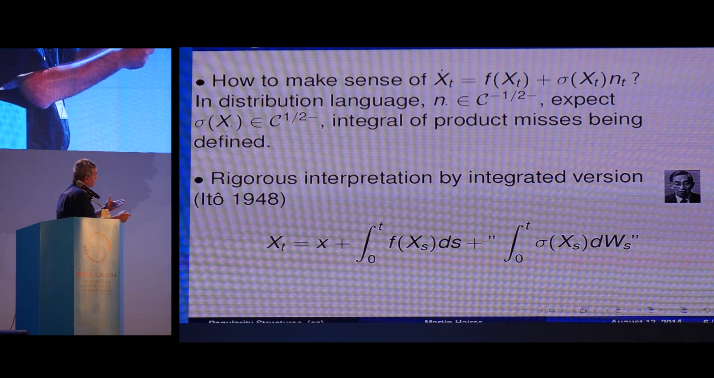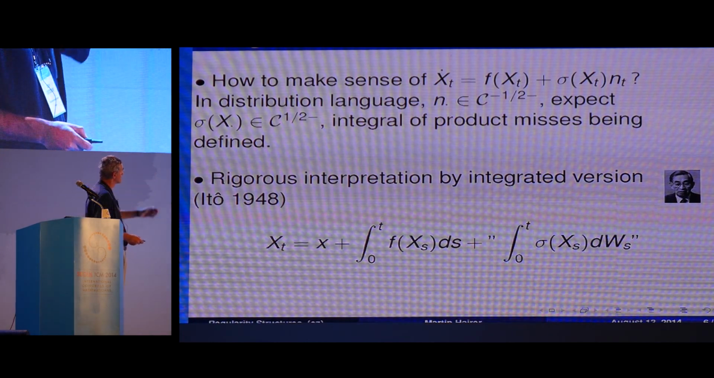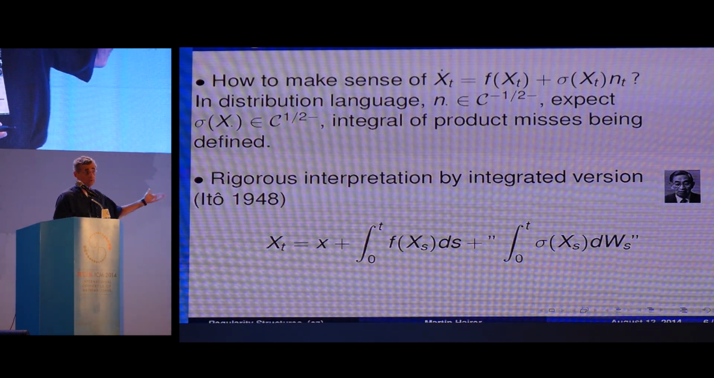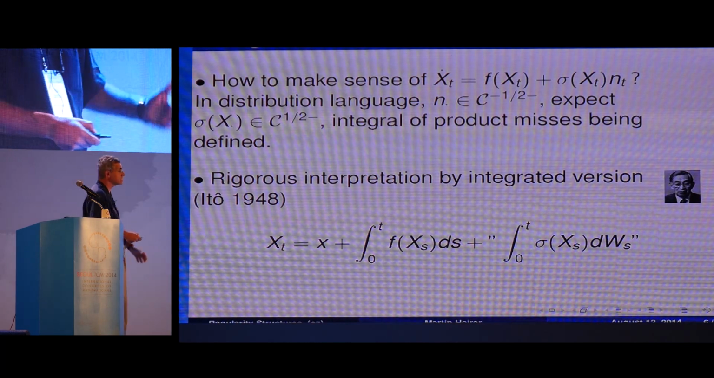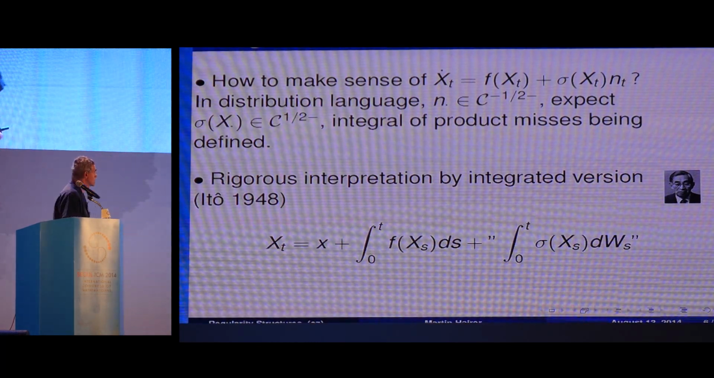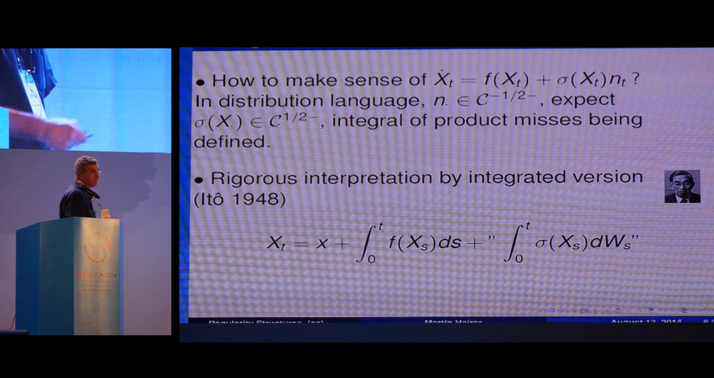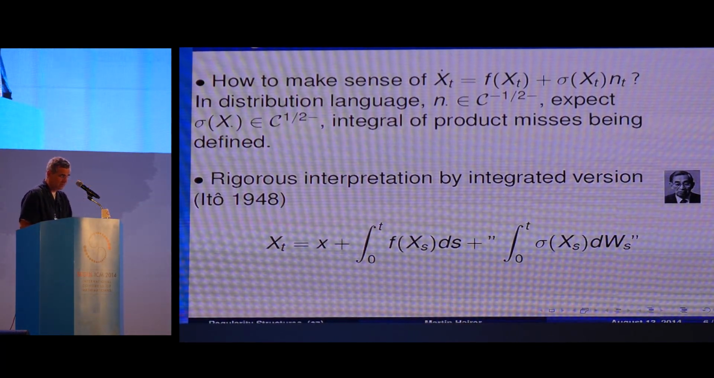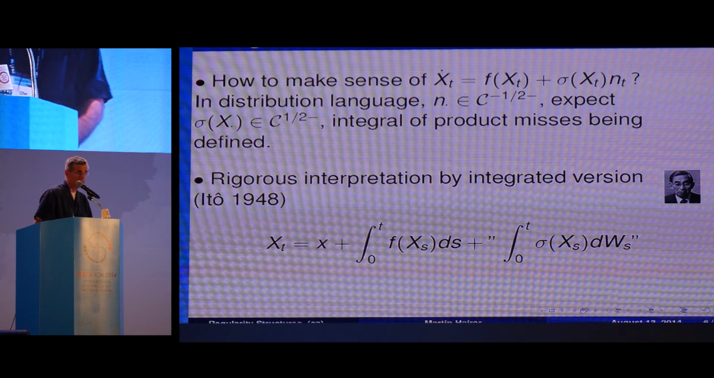And a step to do that was done by Ito, who introduced a theory of stochastic integrals, which actually told you how exactly to do that. So you can give a sense to this integral by a construction that I will not describe at all to you.